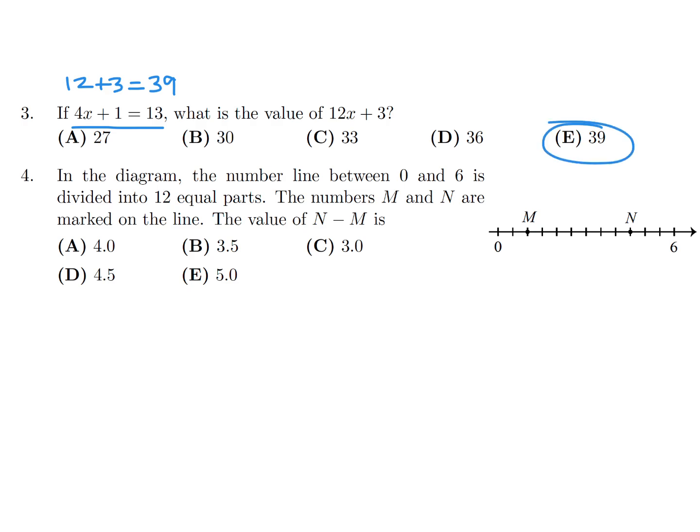In the diagram, the number line between 0 and 6 is divided into 12 equal parts. The numbers m and n are marked on the line. What is n minus m? Okay, so if it's 12, that means that 6 divided by 12 is 0.5. So each of those lines is 0.5. So this looks to me like 1. Therefore, this would be 2, this would be 3, this would be 4, and then n is 4.5. So n minus m is basically 4.5 minus 1, which is 3.5. And therefore, that would be B for number 4.